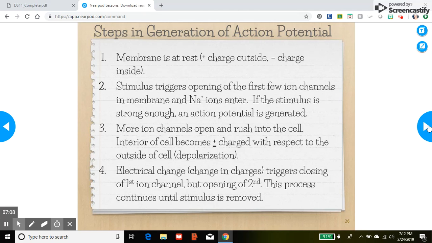Same thing with less gross things like when you're baking cookies or something like that. But just think about it as that you have to have a strong enough stimulus for that action potential to ever be generated. We have to reach that threshold.